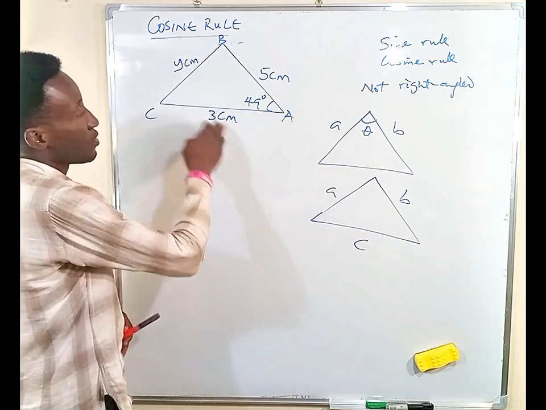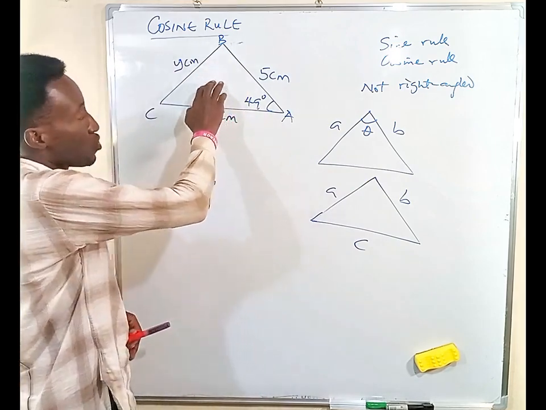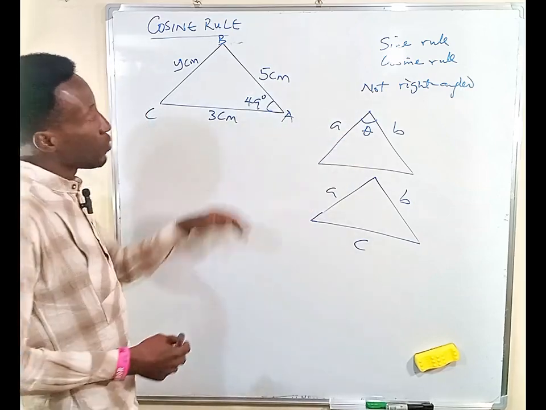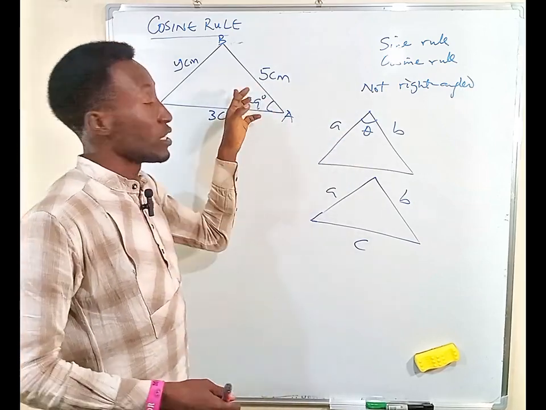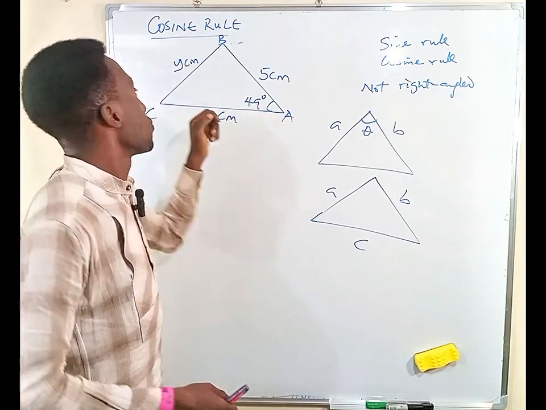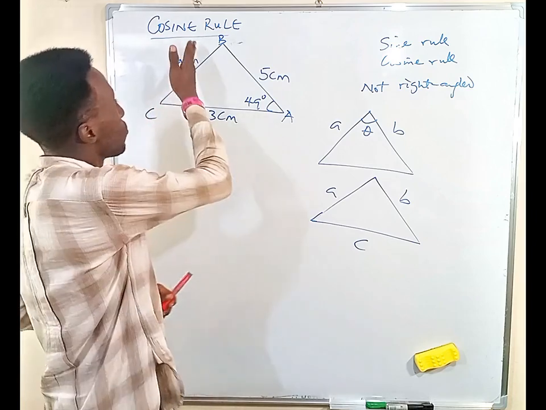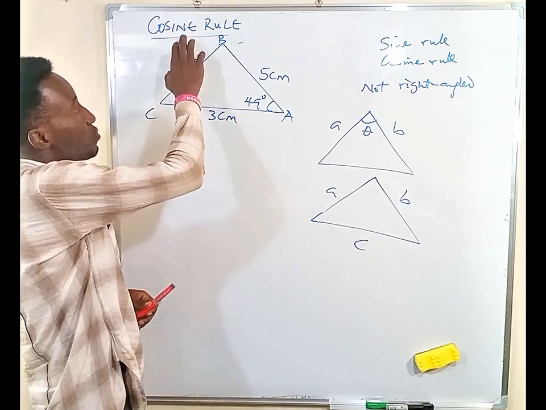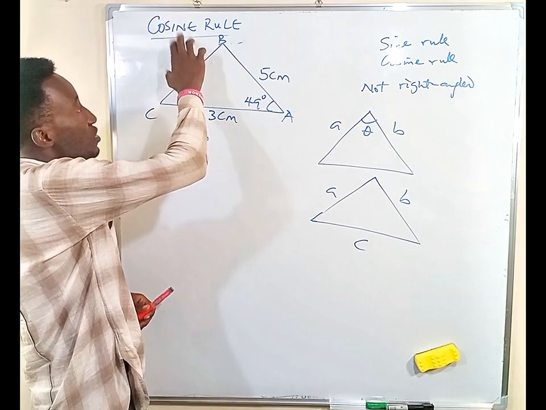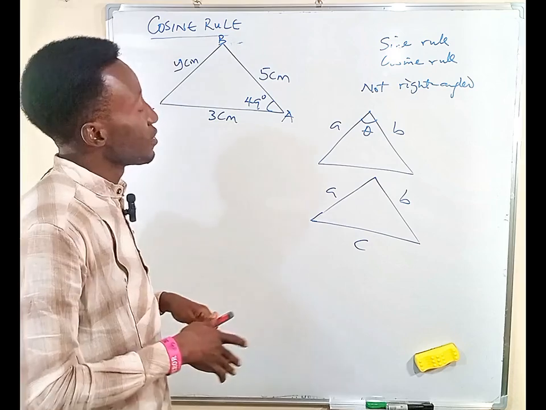Now you will notice that the triangle I have on the board to solve today is of this nature, where we have two sides with an included angle. So the first possible place to look for is this particular side, y centimeter.